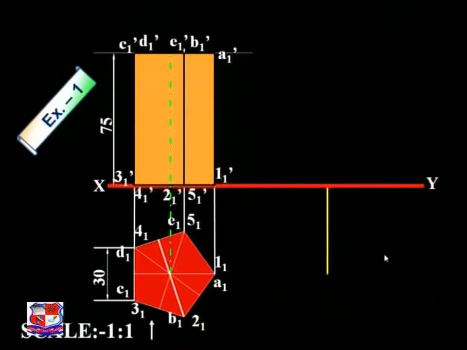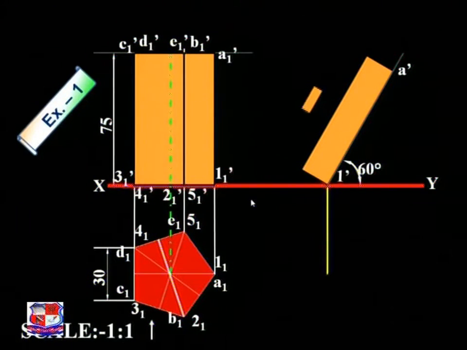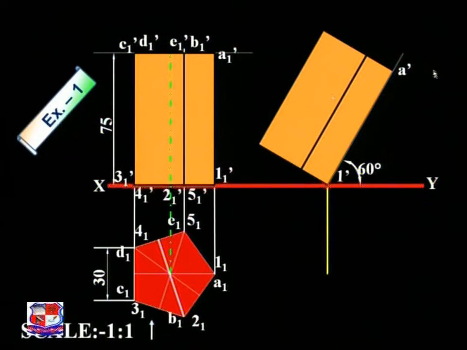Now further it is given that the axis makes an angle of 30 degree with the HP. So here the axis is making a right angle with the XY line. Draw a line which makes an angle of 60 degree with the XY line, because the axis makes an angle with HP.